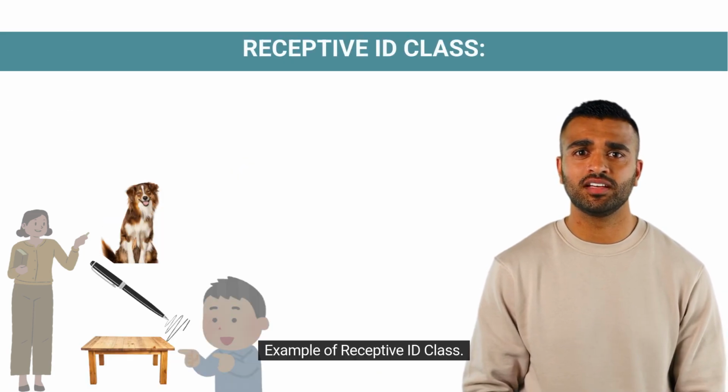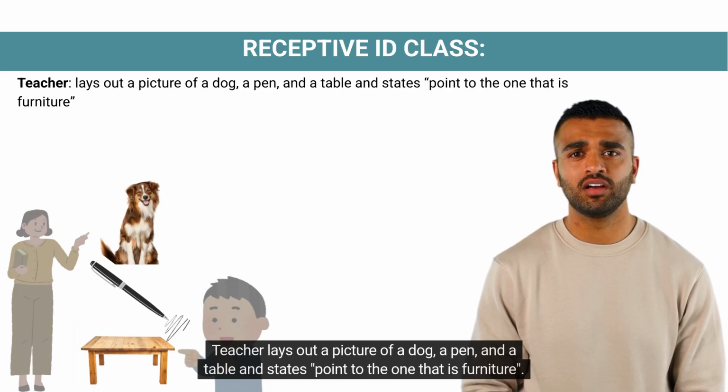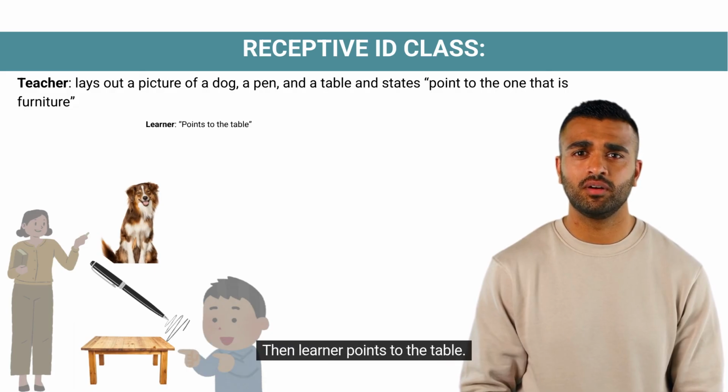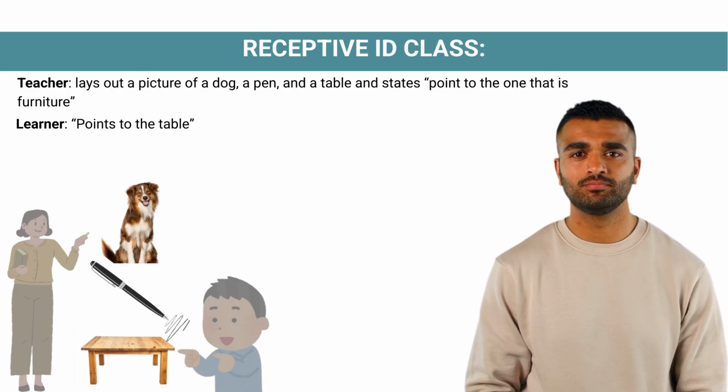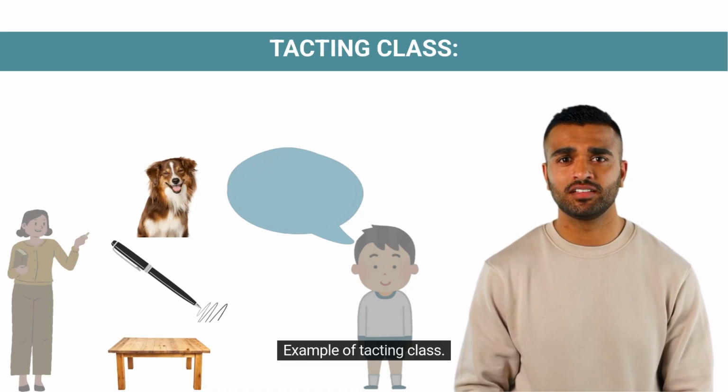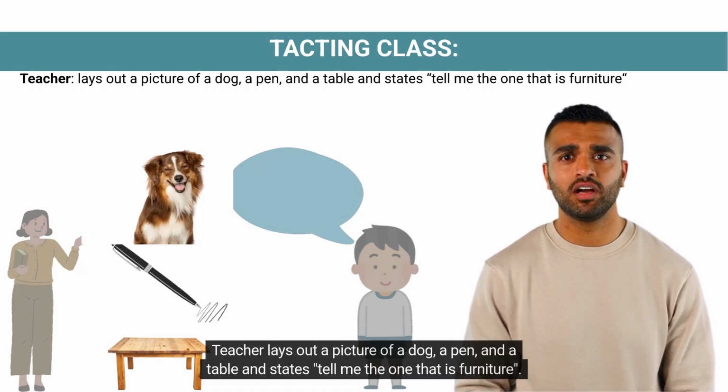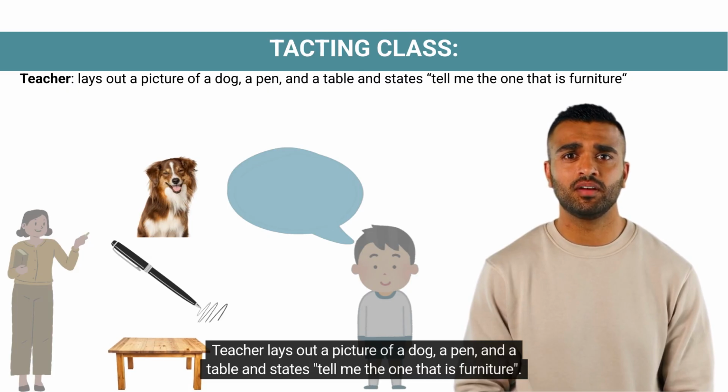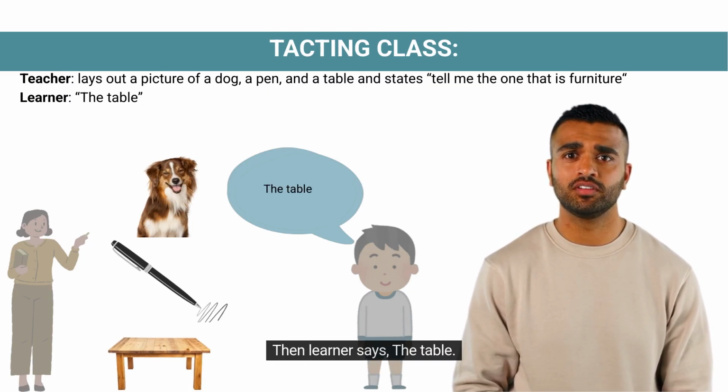Example of receptive ID class. Teacher lays out a picture of a dog, a pen, and a table and states, point to the one that is furniture. Then learner points to the table. Example of tacting class. Teacher lays out a picture of a dog, a pen, and a table and states, tell me the one that is furniture. Then learner says, the table.